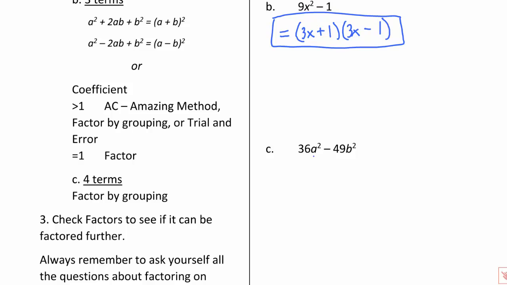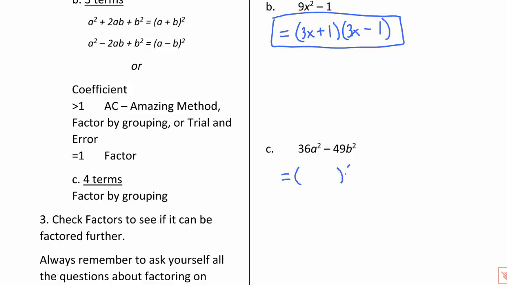Let's look at c. 36a squared minus 49b squared. Again, any common factors? No. 36 is a perfect square, a squared is a perfect square, 49 is a perfect square, b squared is a perfect square, with a minus sign in between. So therefore this is a difference of two squares.